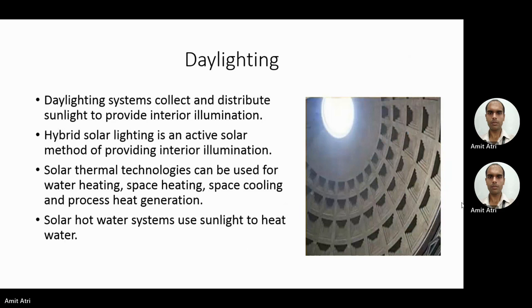So solar thermal technologies can be used for water heating, space cooling, process heat generation. Some other applications where we are using solar energy or the heat in the solar energy, and on the other hand, cooling as well. Solar hot water systems use sunlight to heat water, something similar to what we have seen in the collector section in our previous video.